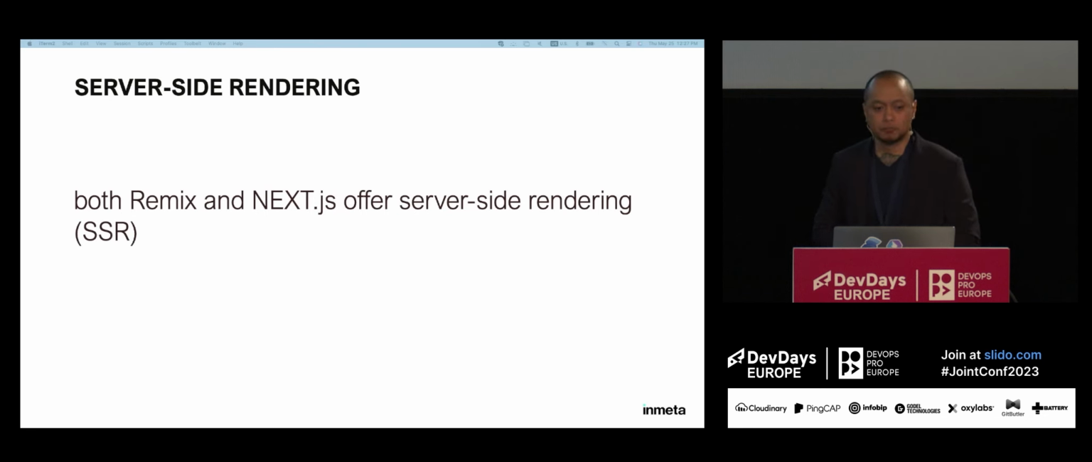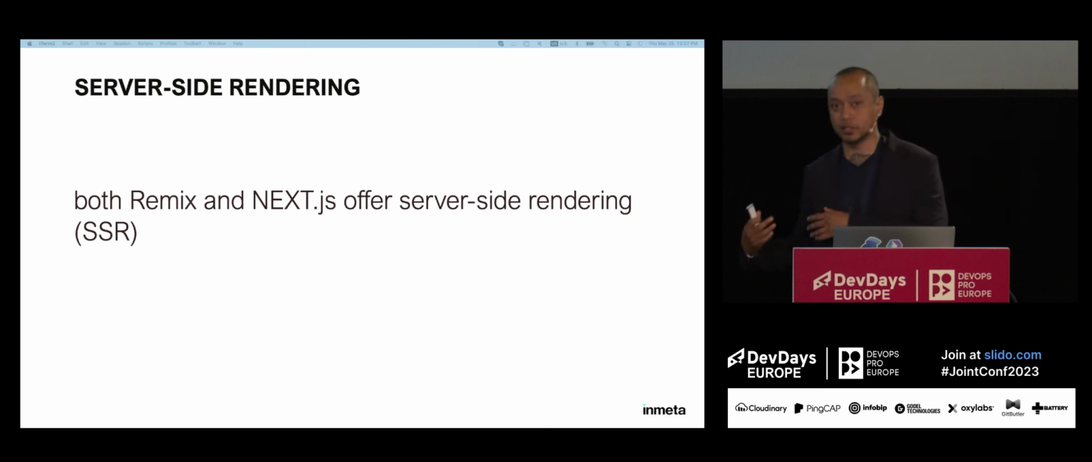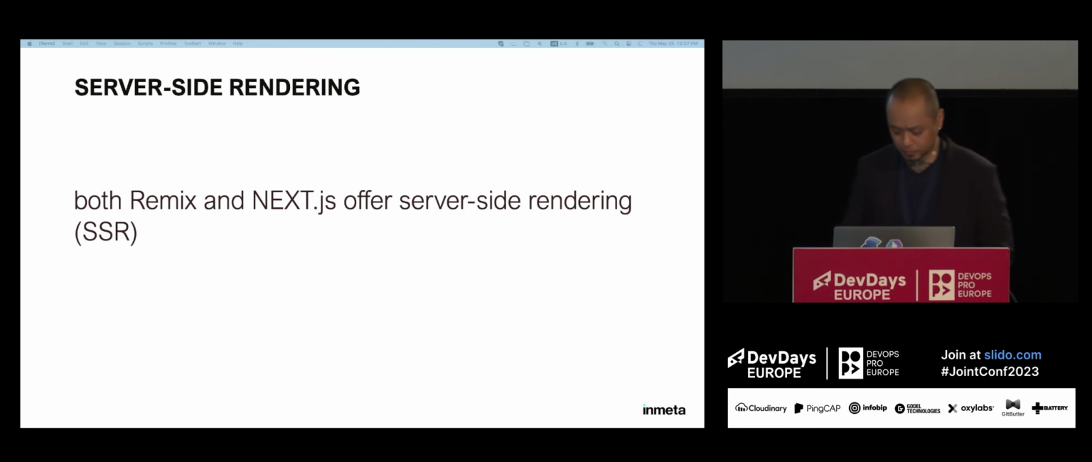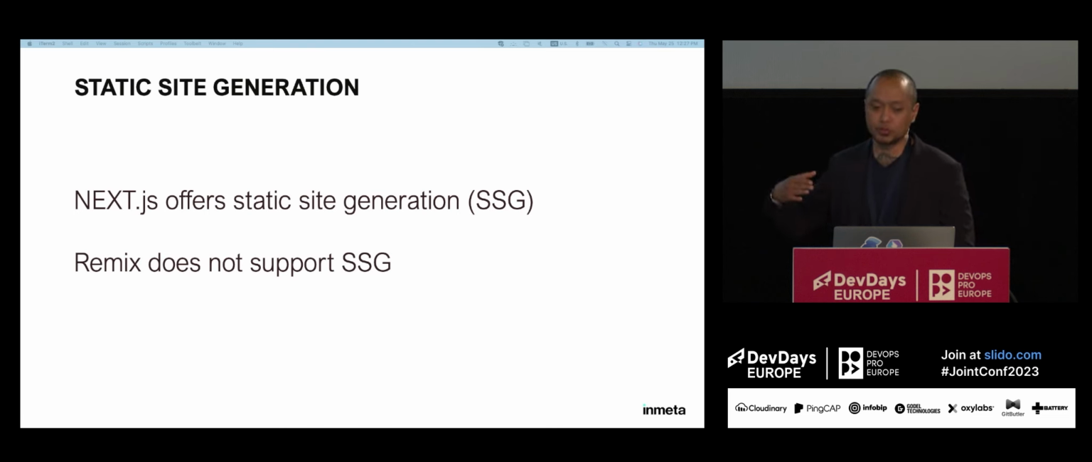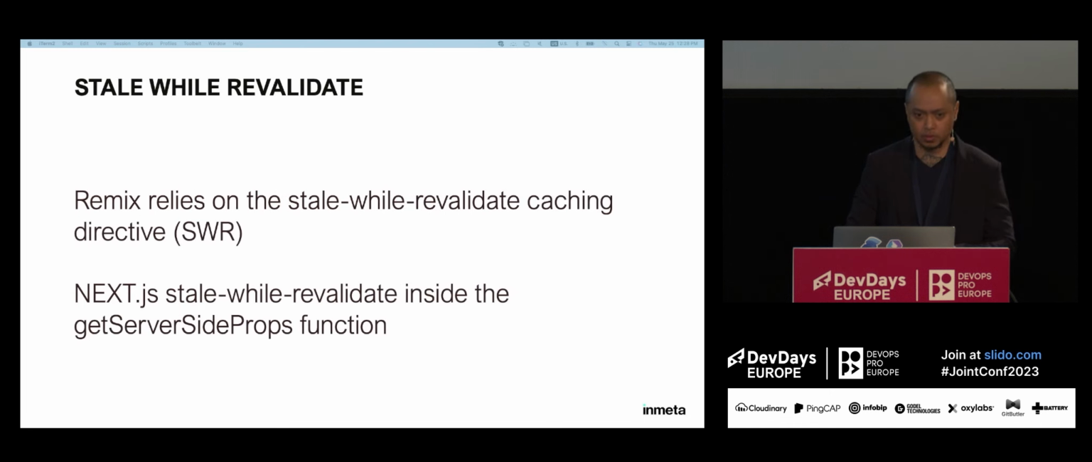About server-side rendering, both Remix and Next.js offer SSR to generate the markup and content of our pages from the web server before sending it to the client. Here Next.js offers the possibility of pre-generating static pages and content at build time using SSG, or static site generation, while Remix doesn't have that feature, by the way. So no SSG in Remix.